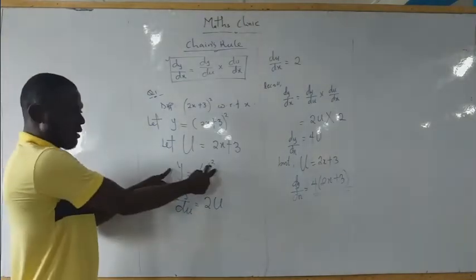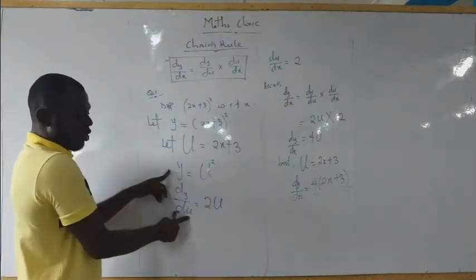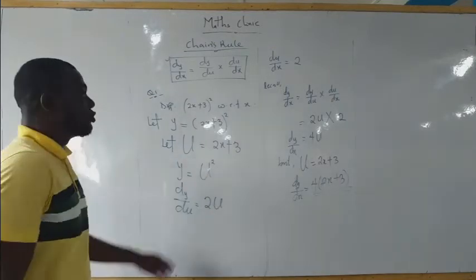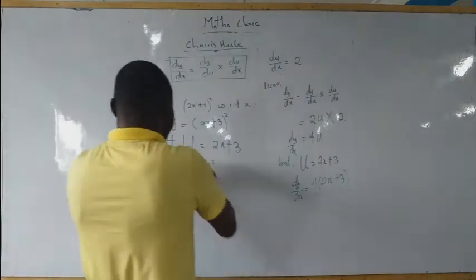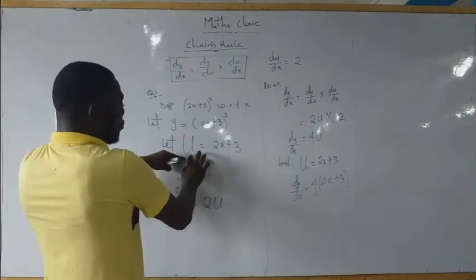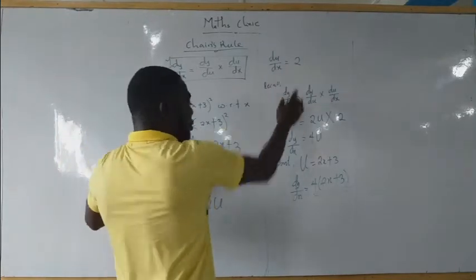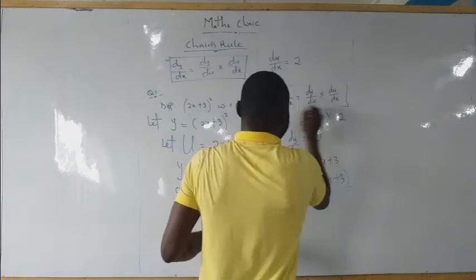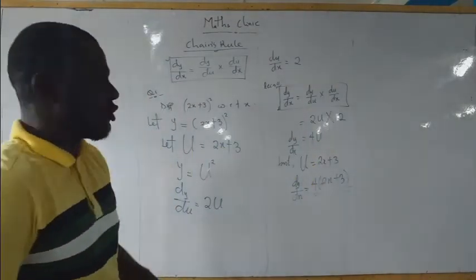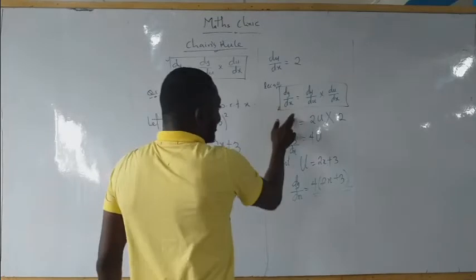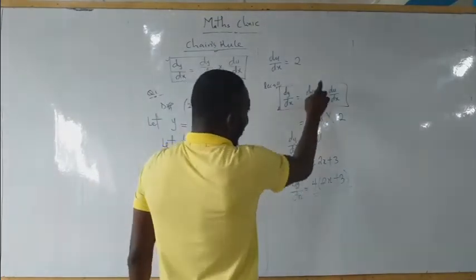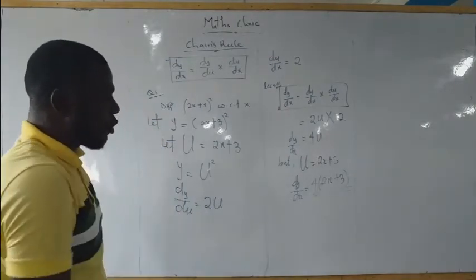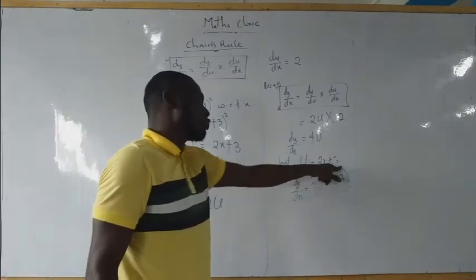So dy with respect to u, that is dy du, equals 2u. And du dx, u with respect to x, becomes 2. Recall the chain rule, or function of functions: dy dx is dy du, which is 2u, times du dx, which is 2. Then 2u times 2 is 4u. But u is equal to 2x plus 3.